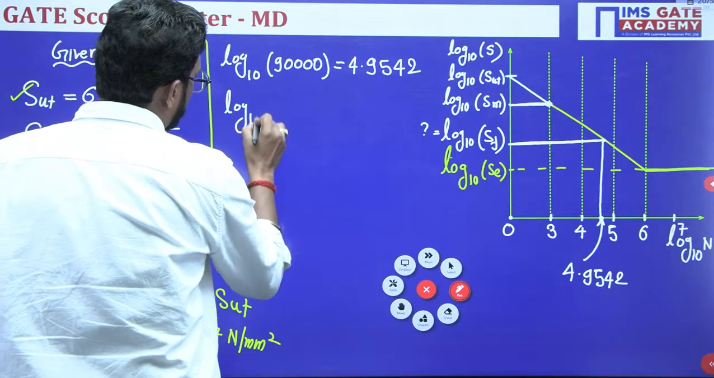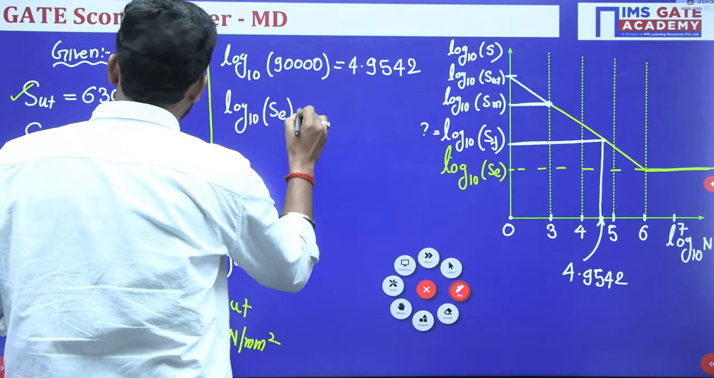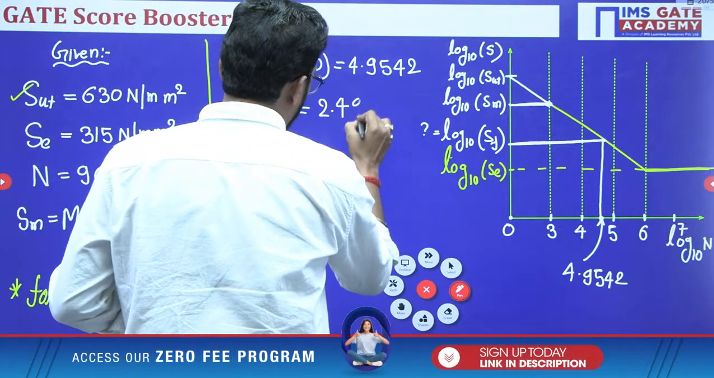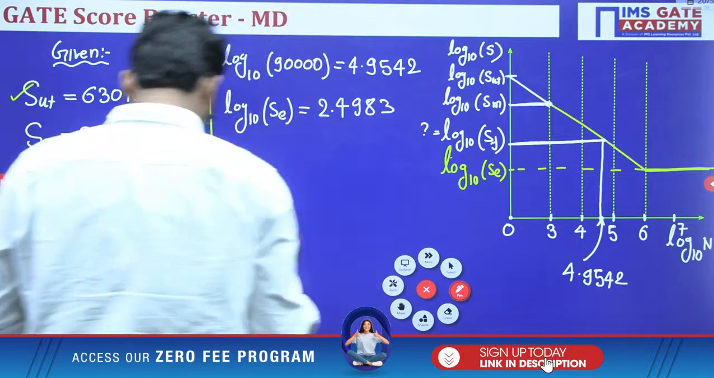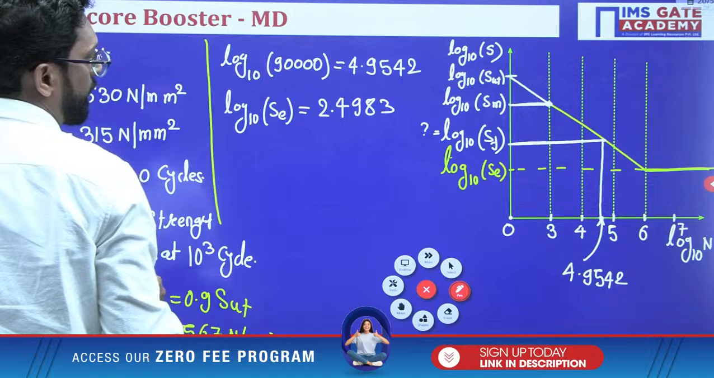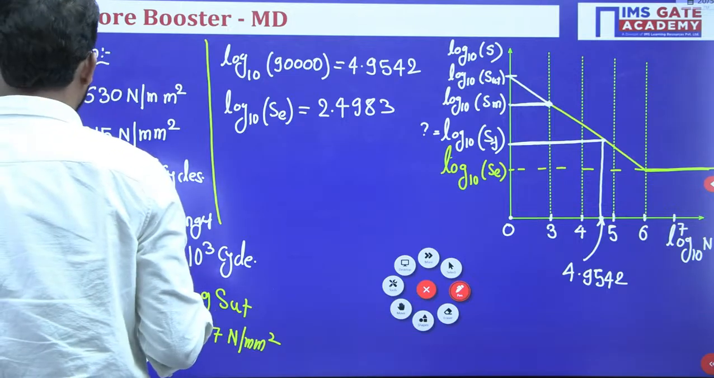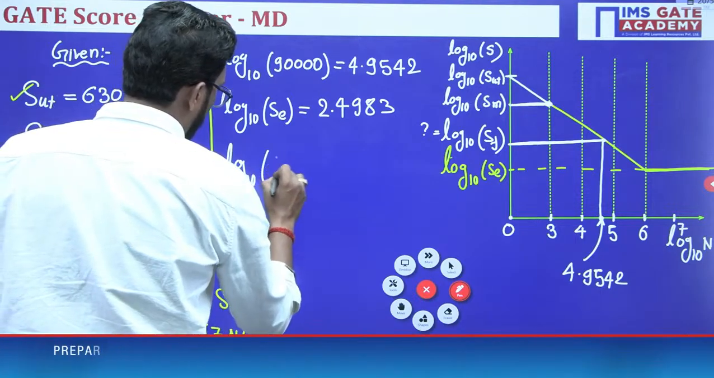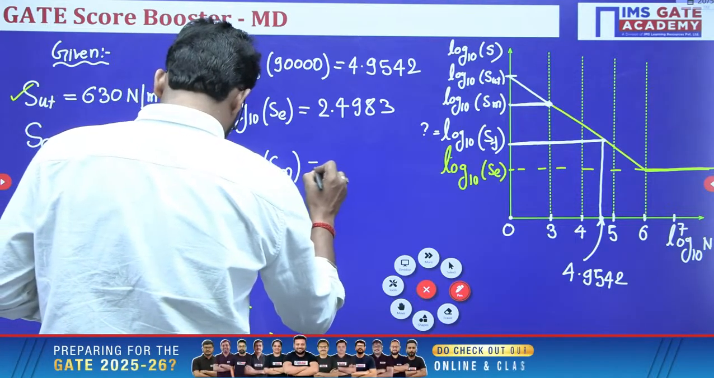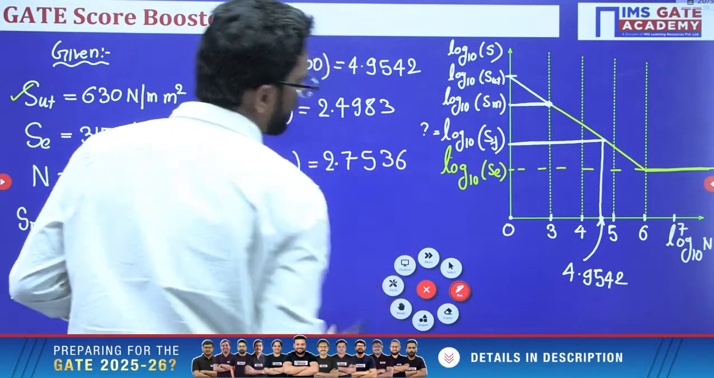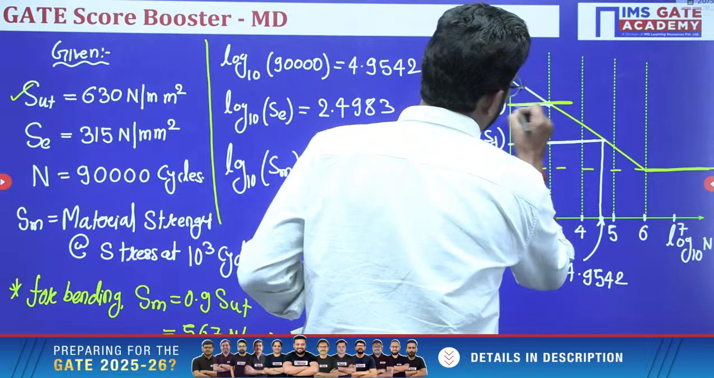Now, log base 10 SE, endurance strength, is given. So this value is 2.4983. Okay. Done. Log Sm is given. So log base 10 Sm, if you calculate, is 2.7536.